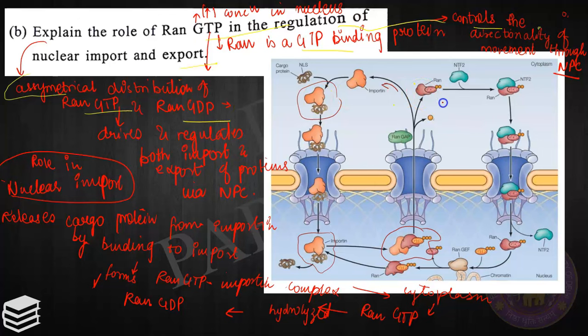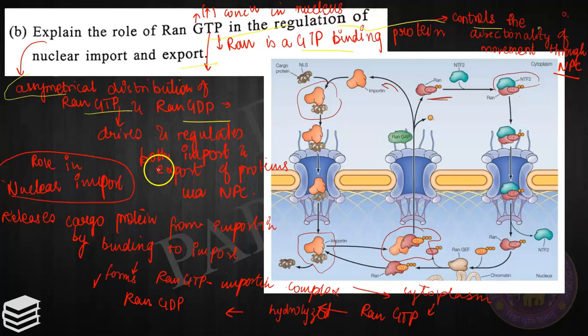And the RAN-GDP that is transported to the cytoplasm is taken back into the nucleus by its own receptor, importin receptor, that is NTF2. It will bind to RAN-GDP and come to the nucleus. In the nucleus there is a guanine nucleotide exchange factor that will generate RAN-GTP from RAN-GDP. This is how RAN-GTP is recycled back into the nucleus.